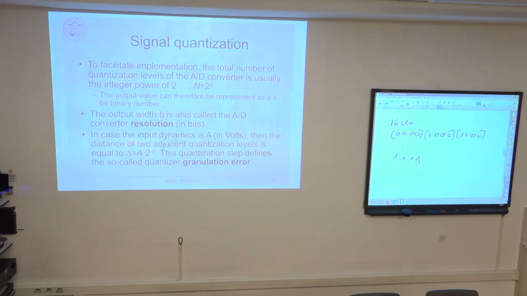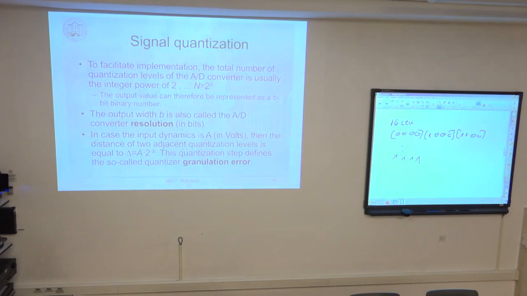Of course, if we know that the resolution is B bits, and if the dynamic range is capital A, then the step size is this total dynamic range divided by the number of levels. So A times 2 to the power of minus B, so divided by 2 to the B, is the dimension of one step. And this one step defines what we call the granular error of AD conversion. So this is this granularity.